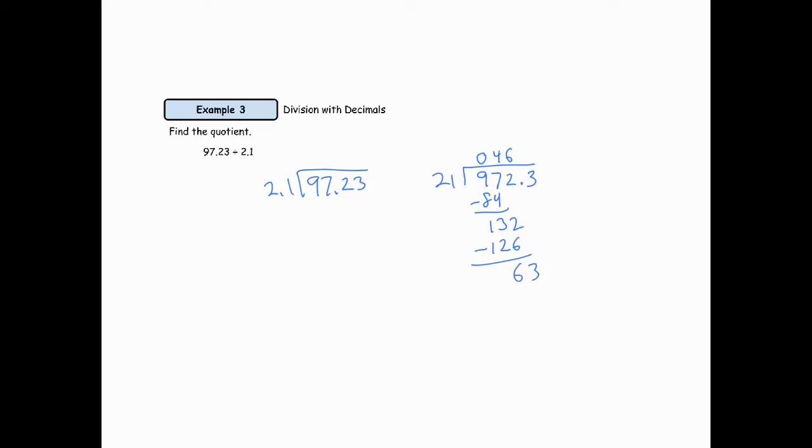Bring down the 3. And the next thing I'm going to do is make sure that I move that decimal point straight up. And then finally 21 goes into 63 3 times. And 3 times 21 is 63. So we have no remainder. We're done. We get 46 and 3/10.